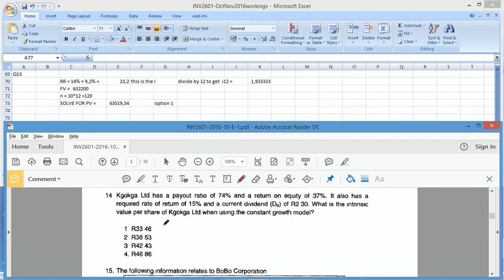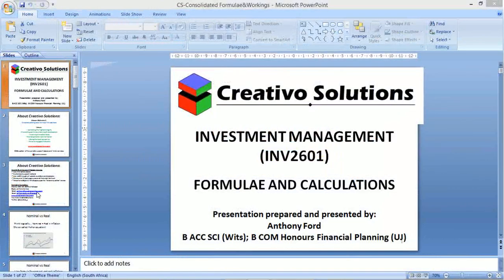Question 14. K Limited has a payout ratio of 74% and a return on equity. When I see payout and return on equity, I can calculate growth because I need retention times ROE. That's what I'm thinking about. It also has a required rate of return of 15% and a current dividend. What is the intrinsic value of the share using the constant growth model? See, constant growth model is Gordon growth.